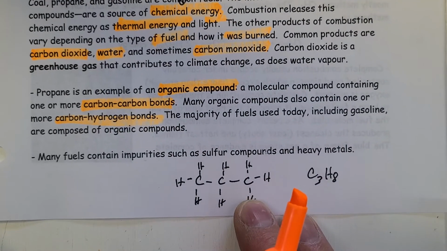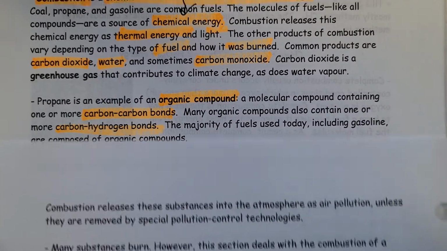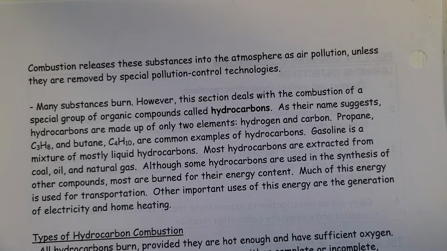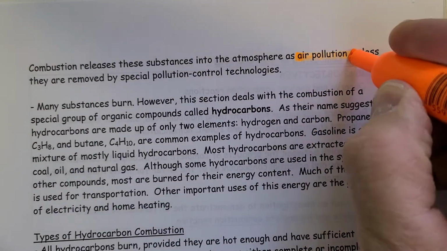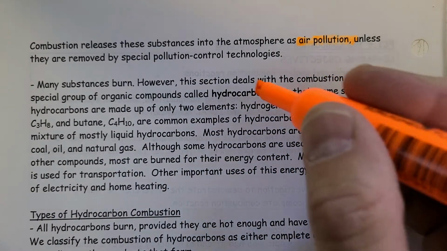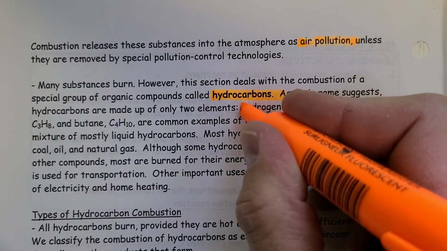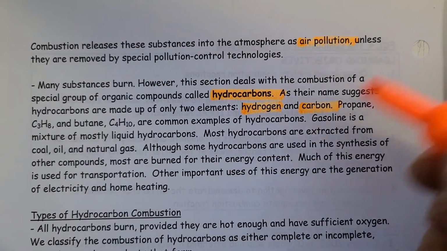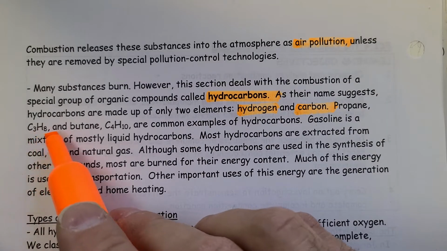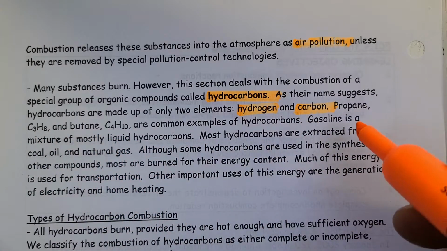Many fuels contain impurities such as sulfur compounds and heavy metals. Combustion releases these substances into the atmosphere as air pollution unless they are removed by special technologies. Many substances burn. However, this section is dealing with hydrocarbon combustion, and as the name suggests, it contains hydrogens and carbons, just like that propane we saw on the previous page. Propane, C3H8, or lighter fluid, butane, C4H10, are common examples of hydrocarbons.